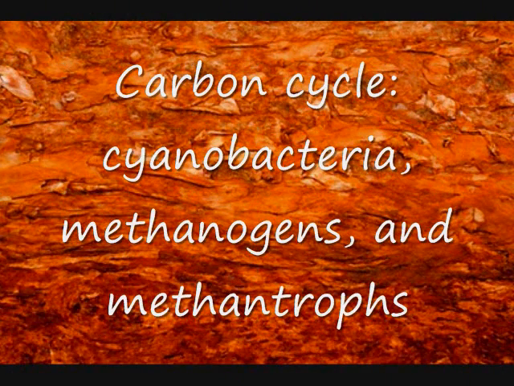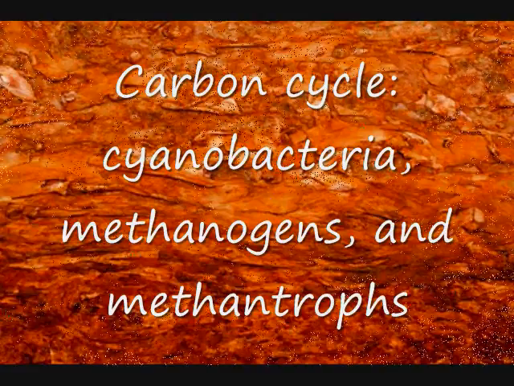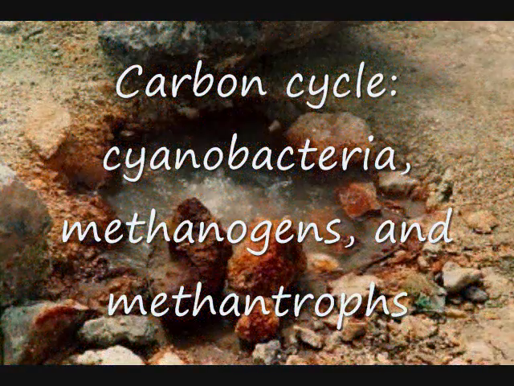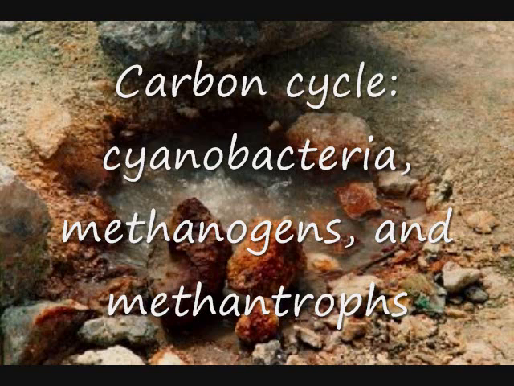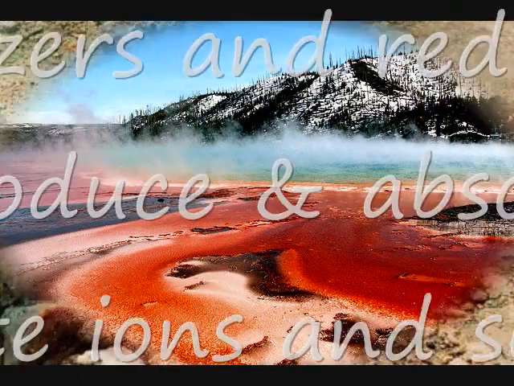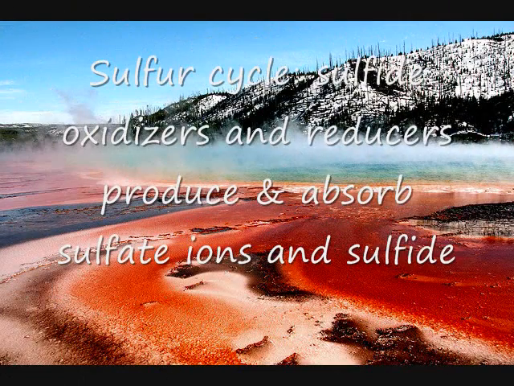Some microbes such as cyanobacteria, methanogens, and methanotrophs contribute to the carbon cycle by producing methane, organic compounds, and carbon dioxide, which affect the change in the amount of oxygen in the air. Some microbes such as sulfide oxidizers and reducers affect the sulfur cycle by producing and absorbing sulfate ions and sulfide, which affect the change in pH.